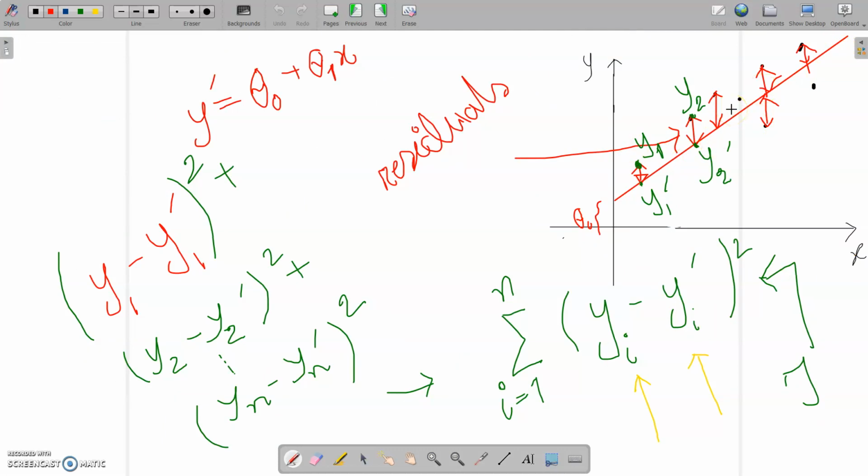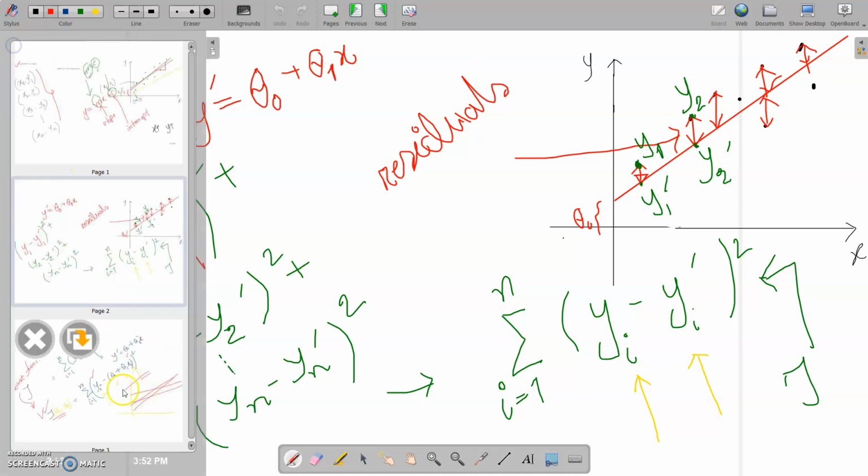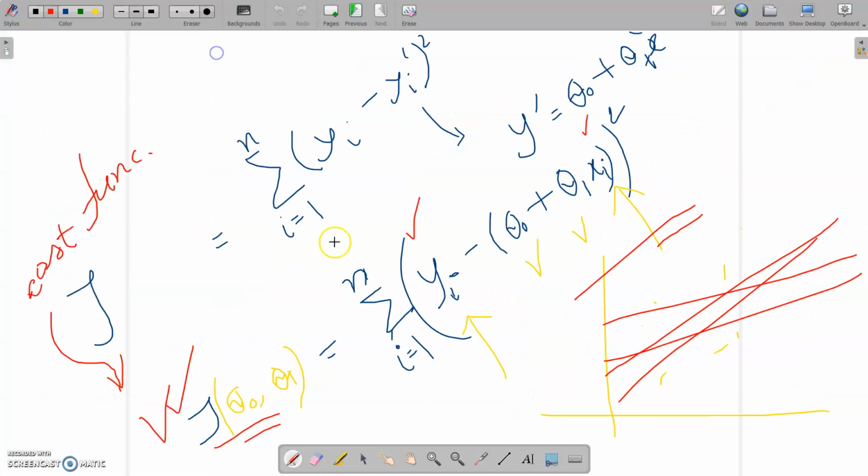Okay, so this is the basic idea of the least square regression method. I hope you have understood this. In the next lecture, we'll see how we can actually solve this function. Okay, how can you solve this.